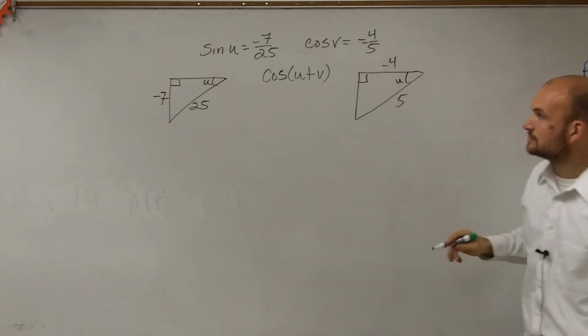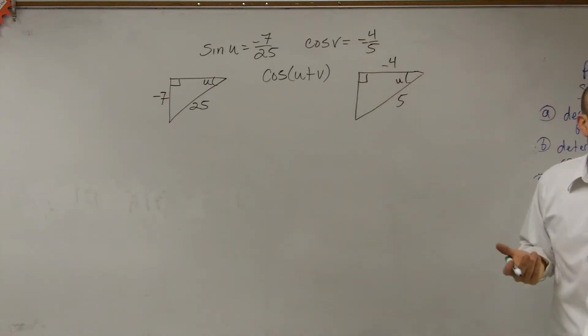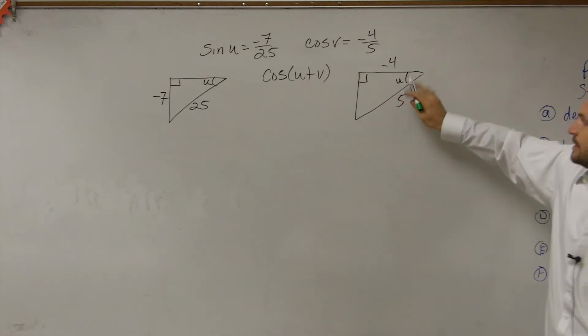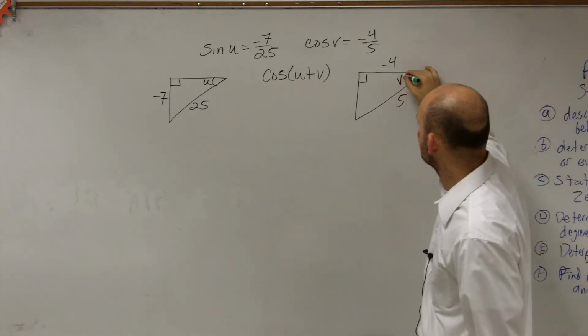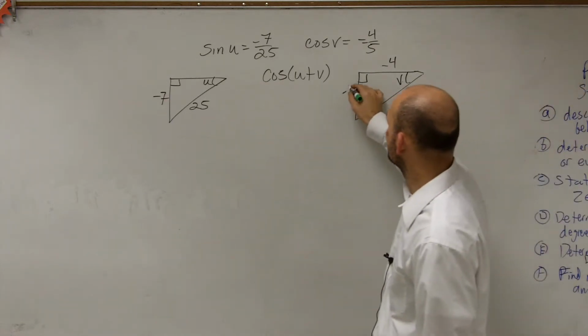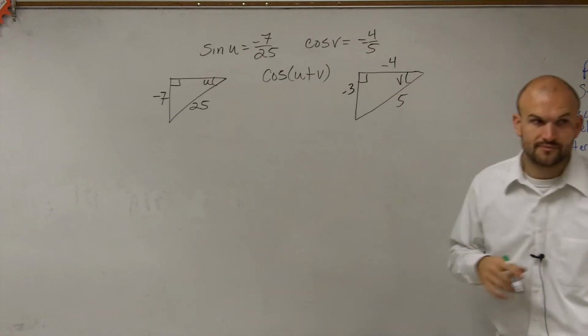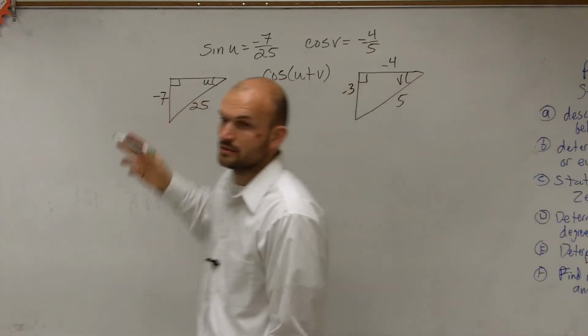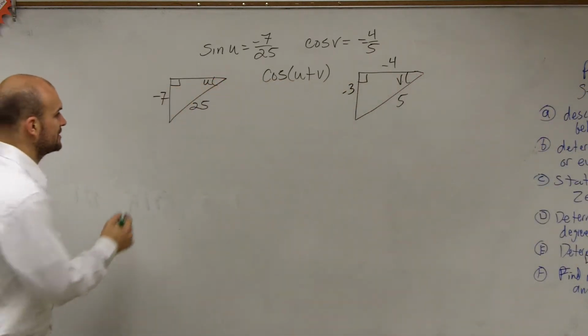So I have my angle. I have two different triangles. They're both in quadrant 3. Here is, I'm sorry, that's not u. This is v. Now, I know this is a Pythagorean triple, so I can say that this value is going to be -3. Over here, I'm going to have to use the Pythagorean theorem.